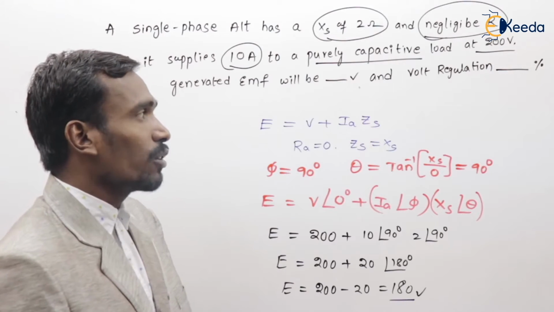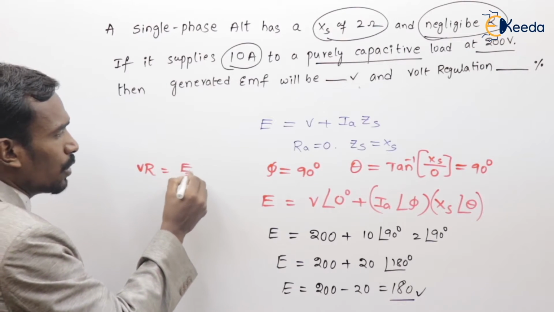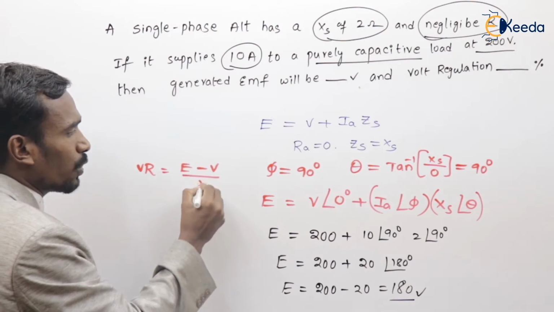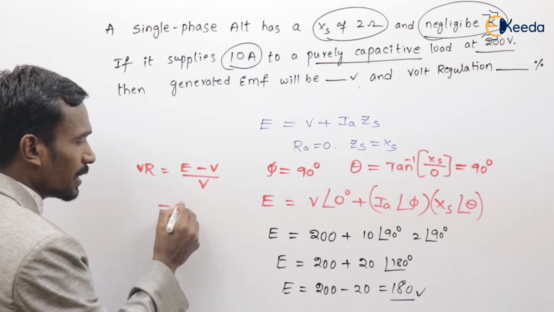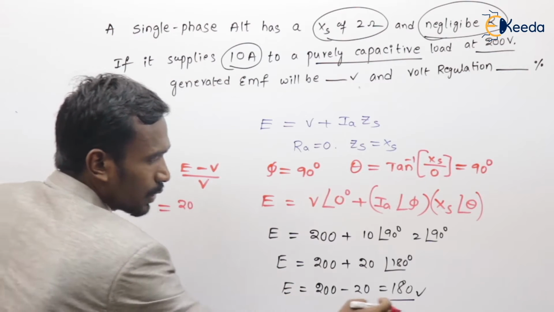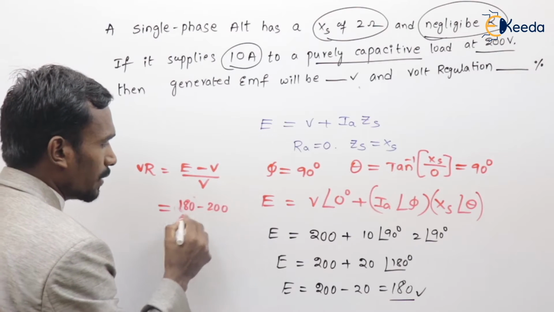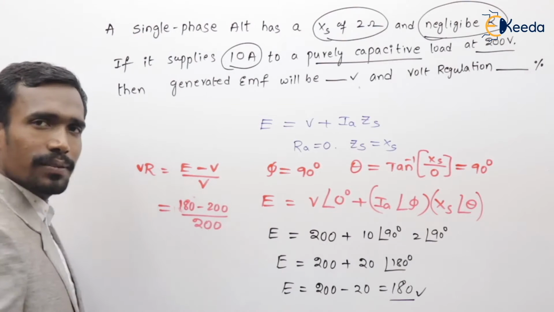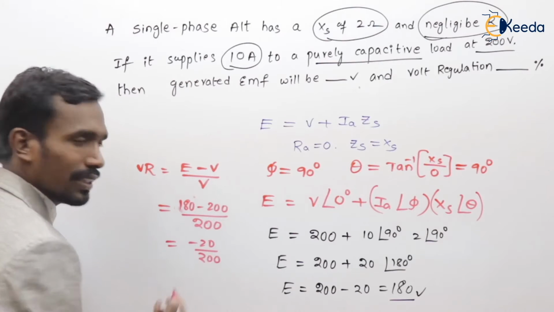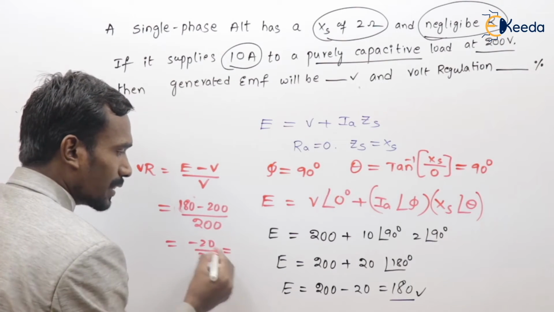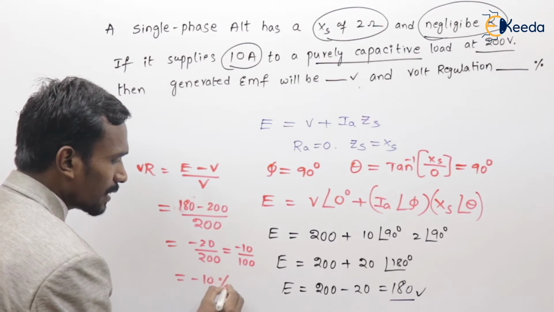What about voltage regulation? Yeah, tell me, what is the answer? Voltage regulation is equals to no load voltage minus full load voltage by full load voltage. What is our no load voltage? 180. 180 minus 200 by 200. So tell me, what is your answer? Minus 20 by 200, nothing but minus 10 by 100. Minus 10%.